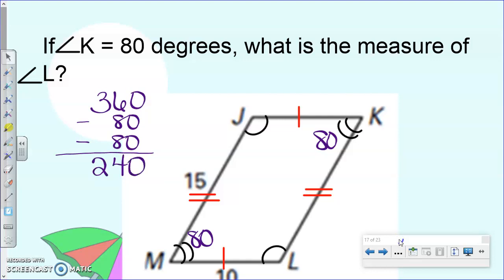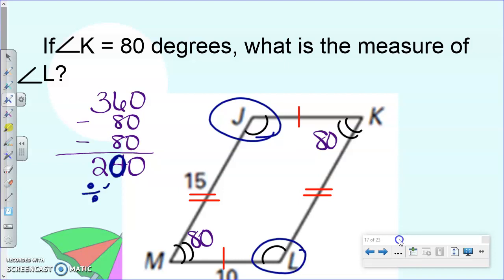So now I still have 2 angles, J and L, that I need to split the 240 between. Oh, I'm sorry, this is going to be 200, not 240. So I'm going to take it and I'm going to divide the 200 by 2, and so I'm left with 100 degrees. So angle L is going to be 100 degrees.